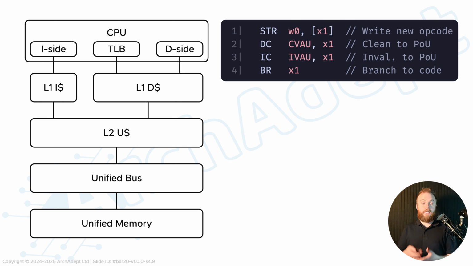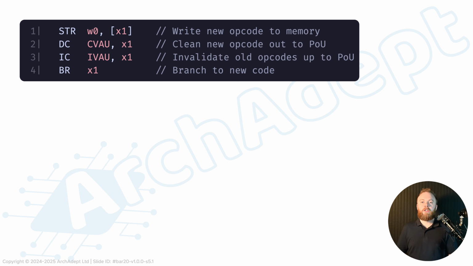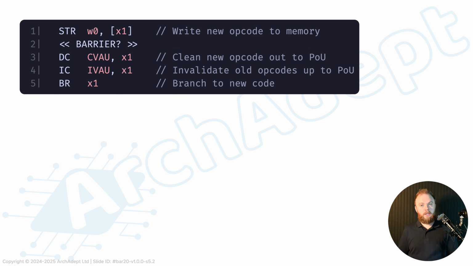At least that's how it's meant to work. But of course, I wouldn't be showing you this code sequence if we didn't need some sort of barriers here in order to actually guarantee the correct behavior. The question is, where might we need a barrier and what barrier might we need?